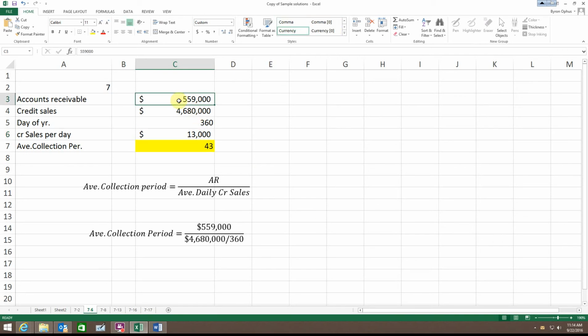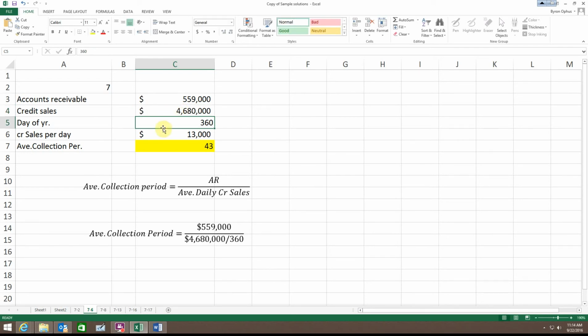I did have to make some changes or adapt it, I guess. Anyhow, my accounts receivable is given to me 559,000, so I put that in there. My credit sales are 90% of 5.2 million, right? So I got to put in a formula equals 0.9 times 5.2. I got all the numbers in there.